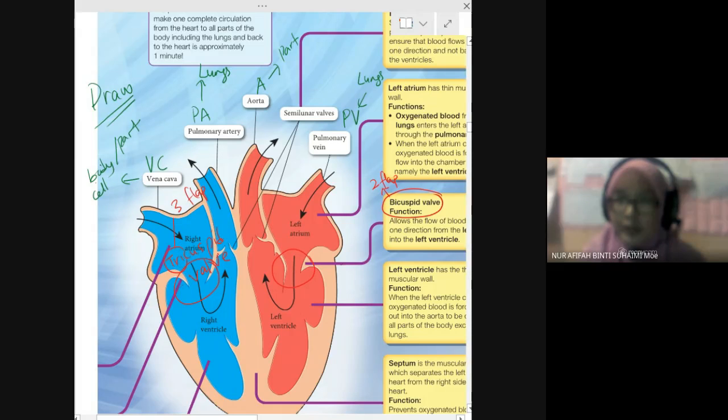Okay, only the name is different: tricuspid, bicuspid, and the other two have the same name.